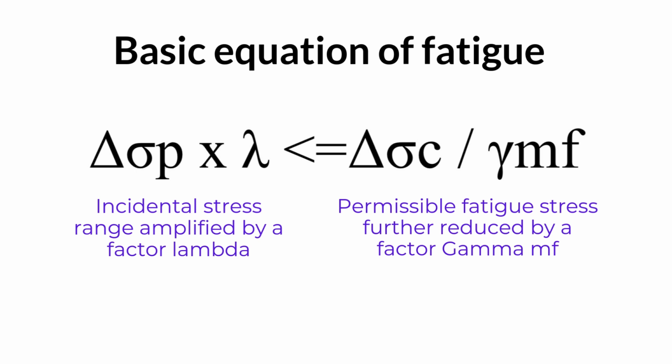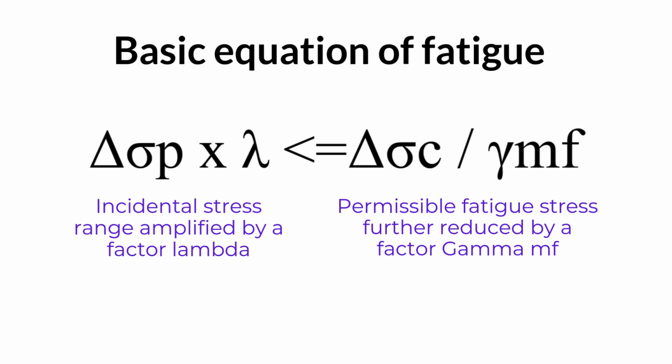The basic formula used in the simplified approach of fatigue assessment is to satisfy that incidental stress range multiplied by damage equivalent factor lambda should be less than or equal to detail category divided by Gamma MF. Now we will see these terms one by one and how these are calculated.